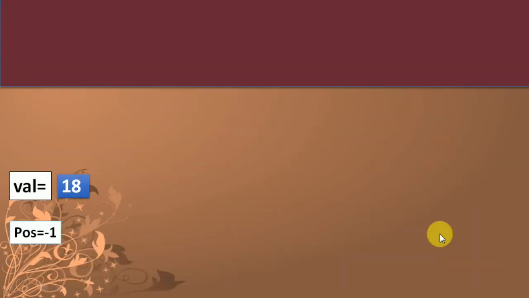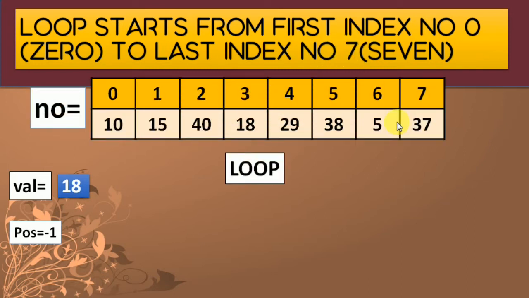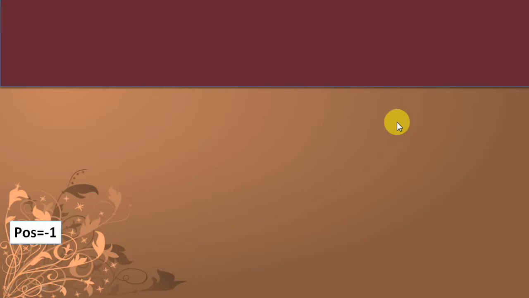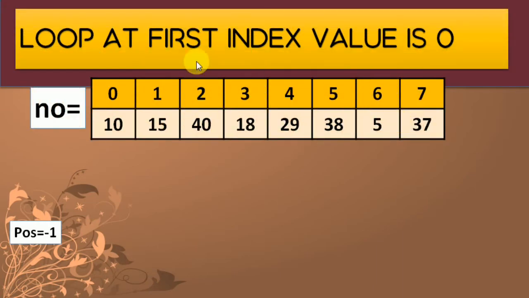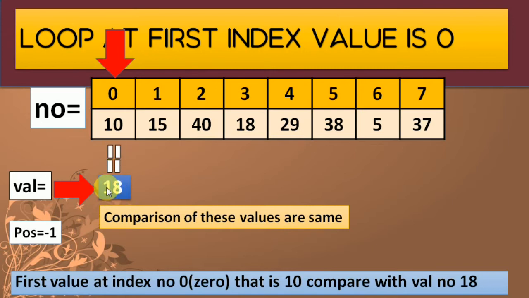Now the next step, the loop is going to start. You know that it starts from the index number 0 up to the last index, that is 7. So the loop is going to start from 0 to 7. When the loop is at the first index value, that is 0, what value is there? That is 10, and this value 10 is going to be compared with 18, that is the search number.